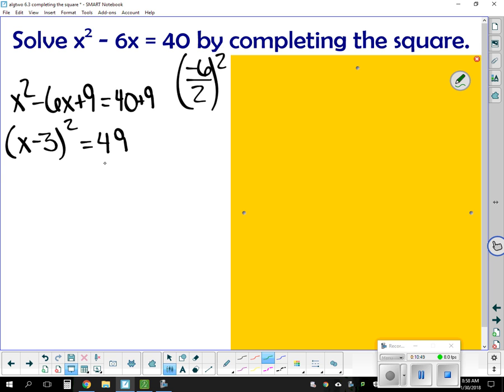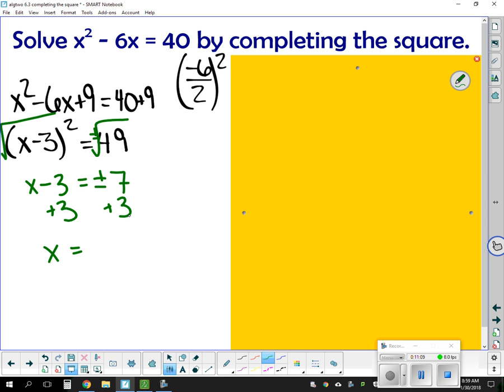All right, so now that we have it in this form, the advantage is you can solve it relatively easy by doing what? Taking the square root. Plus or minus. X minus 3 equals plus or minus 7. Add 3 on both sides. Positive 7 plus 3 is 10, -7 plus 3 is -4. 2 solutions.